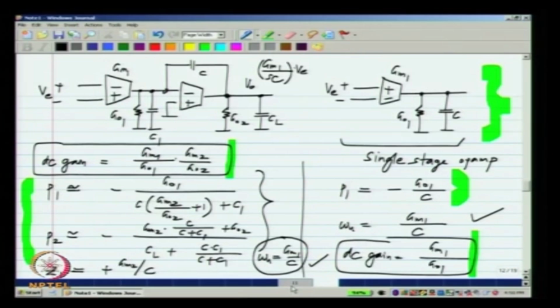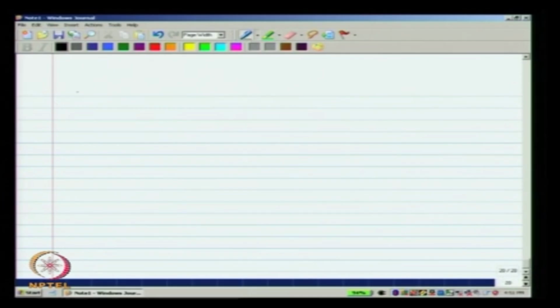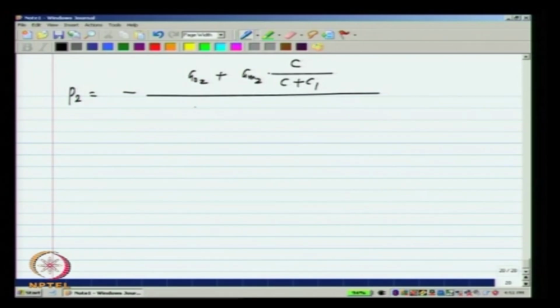Now, let us go back here. We have the expression for the poles and the 0. Now, in certain conditions, the expression for this pole, this P2, can be further simplified. Now, what is the expression for P2? It is minus GO2 plus GM2 C by C plus C1 divided by CL plus C C1 by C plus C1. Now, let us imagine a case where C is much more than C1. Let us say the design values turn out to be like that.